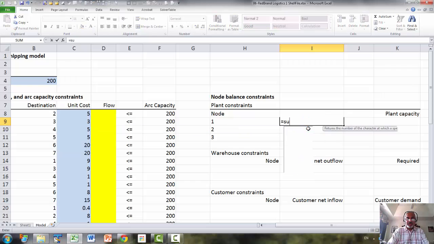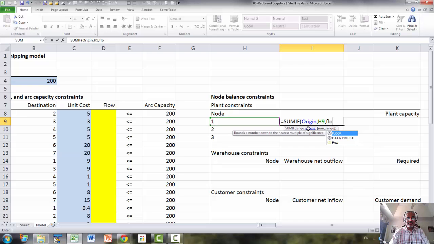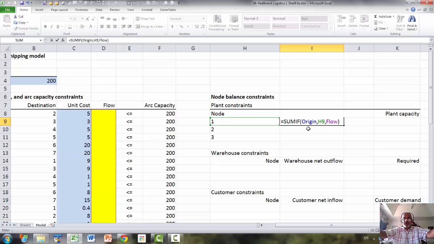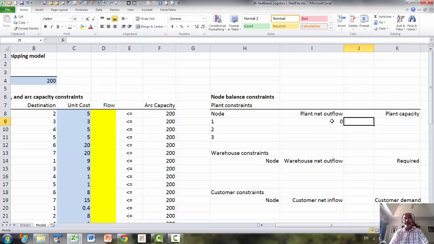So here we need to first do a SUMIF with origin, with the node number as the criterion, and we sum the flow. This will give us the quantities that are flowing out, and you subtract what is coming in. That will be SUMIF for the same node number, but you look at the destination and then you sum the flow of that.